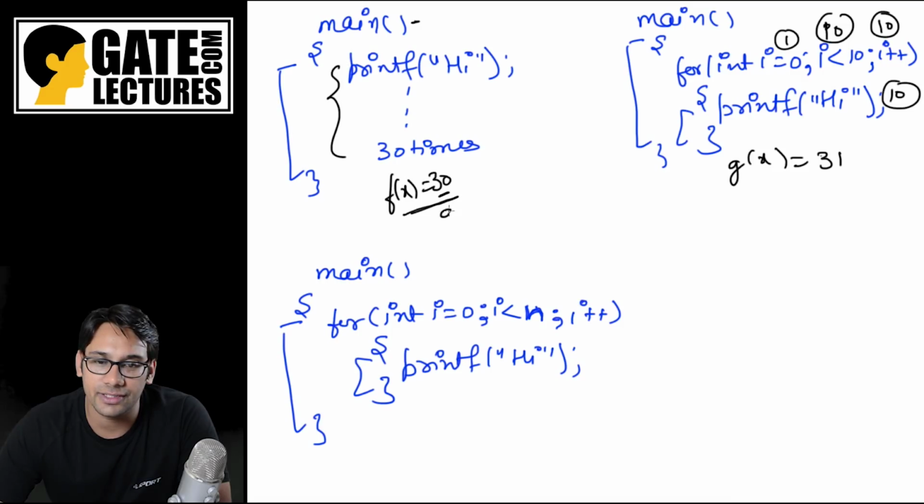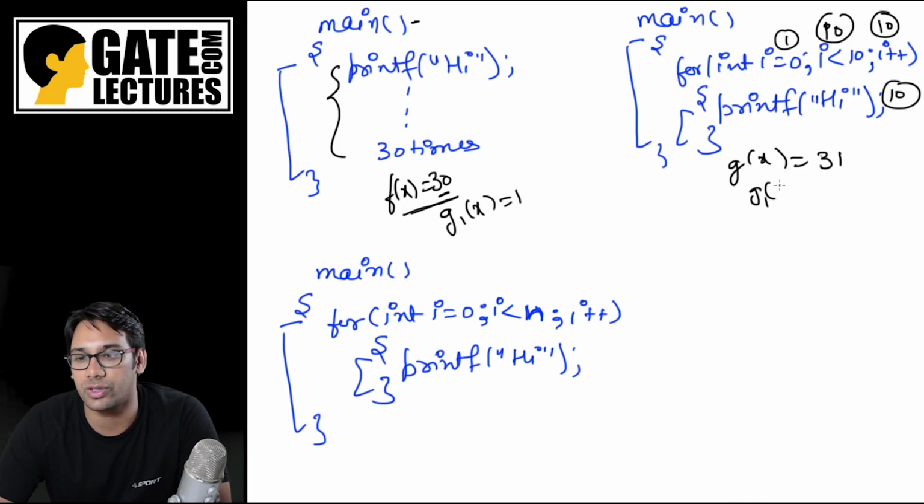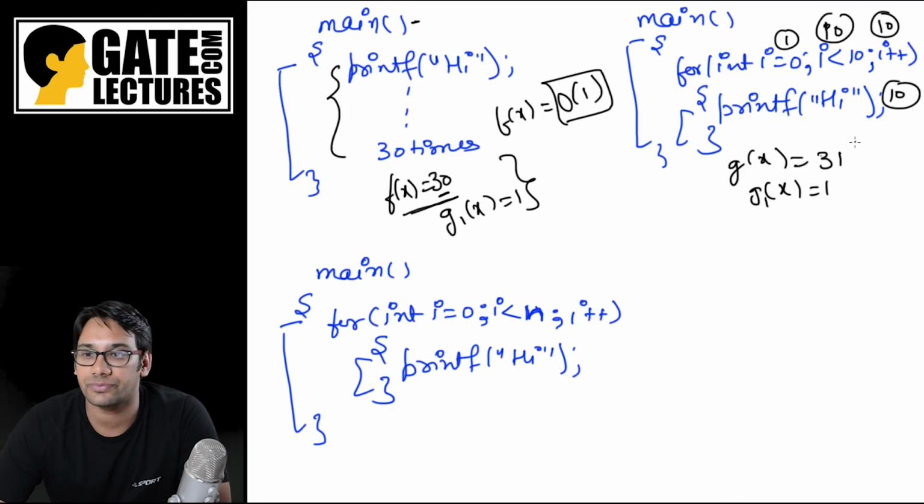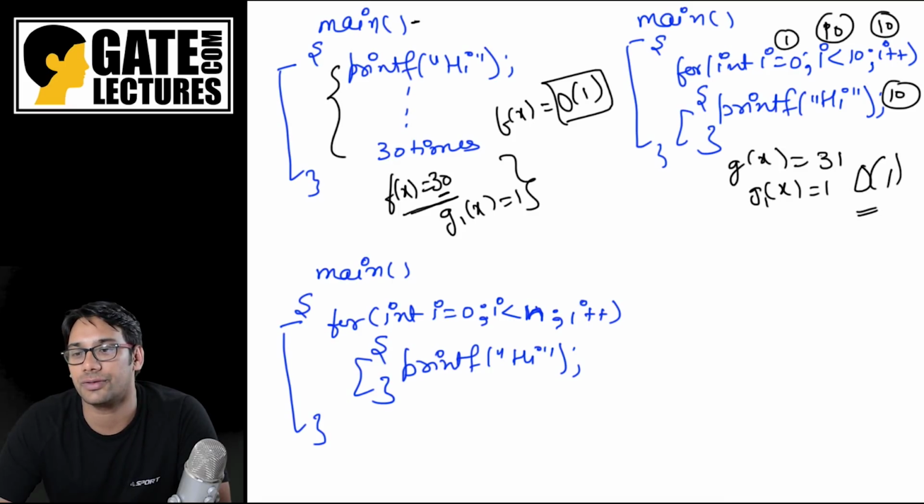Now here if I take g(x) as 1, and here also if I take g(x) as 1, then I can say that f(x) is order of 1. Therefore, if I give the time complexity by rate of growth, that means at what rate this function is growing, then we find that the time complexity is order of 1. Here also the rate of growth is order of 1.